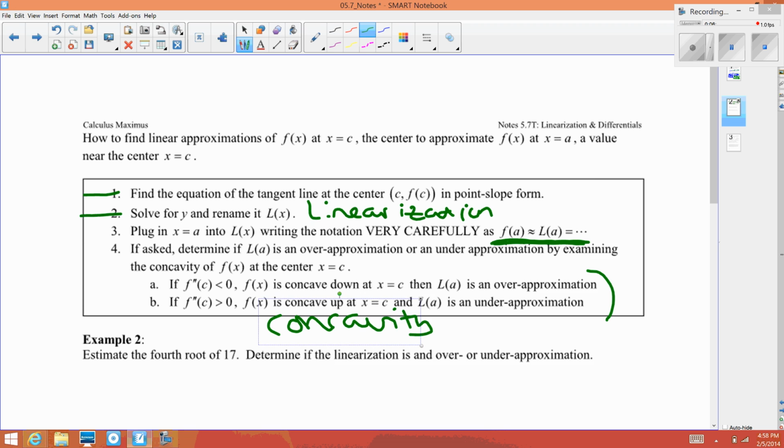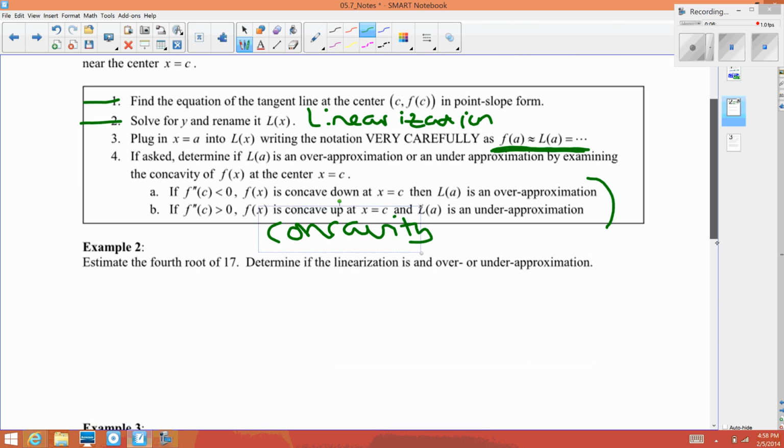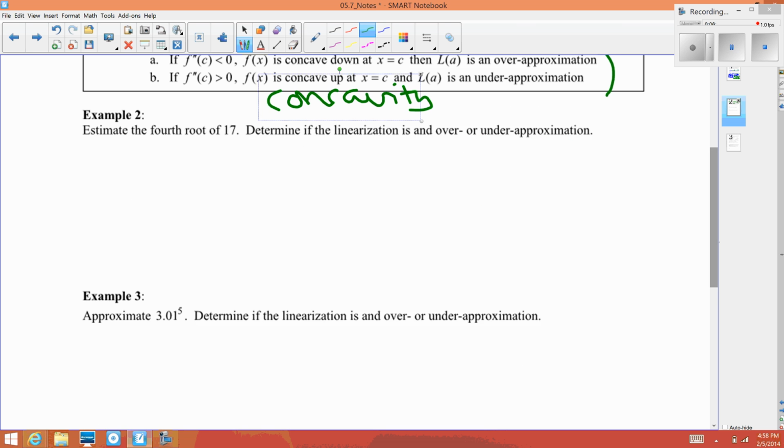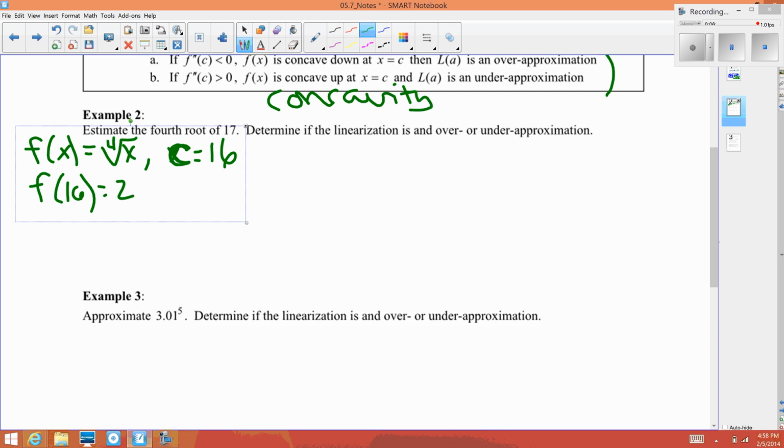All right, so estimate the fourth root of 17. Okay, so the first thing we need to do is find the equation of the tangent line. Well, let's talk about what function. This time we're going to use the fourth root function. And a really close fourth root would be 16. All right, so if I plug in 16, I get 2. There's a point. I'll take the derivative.